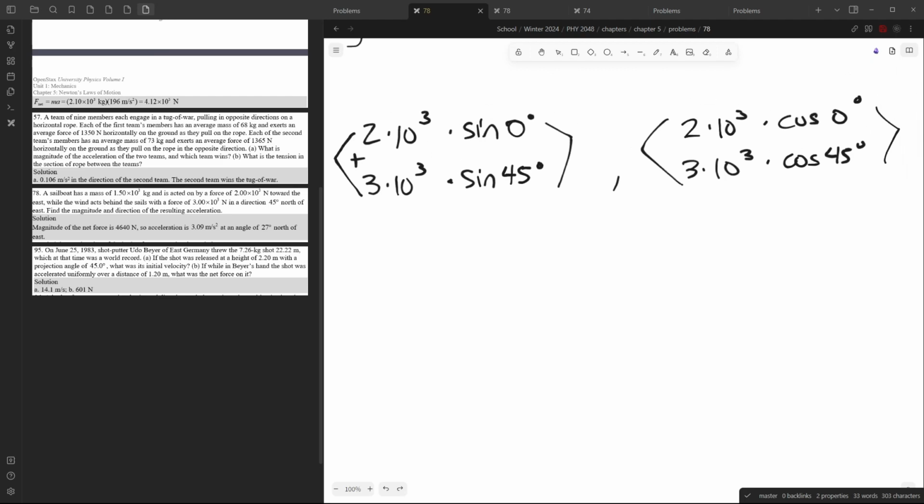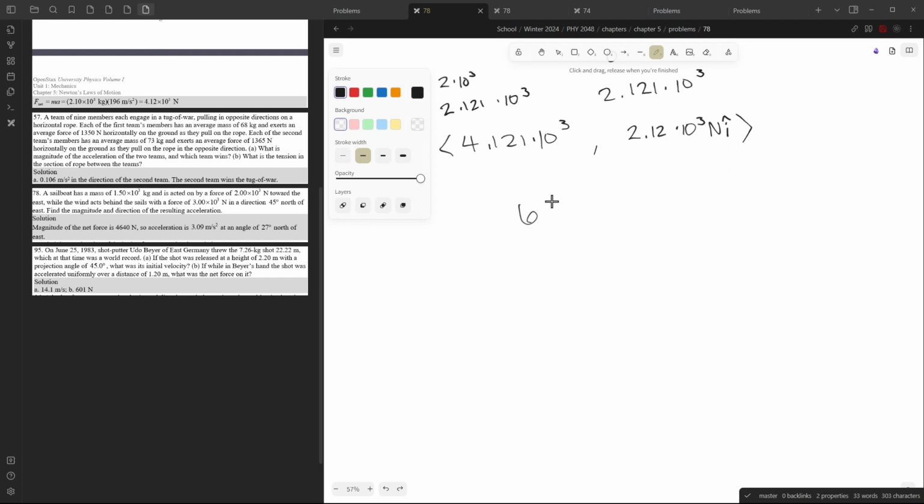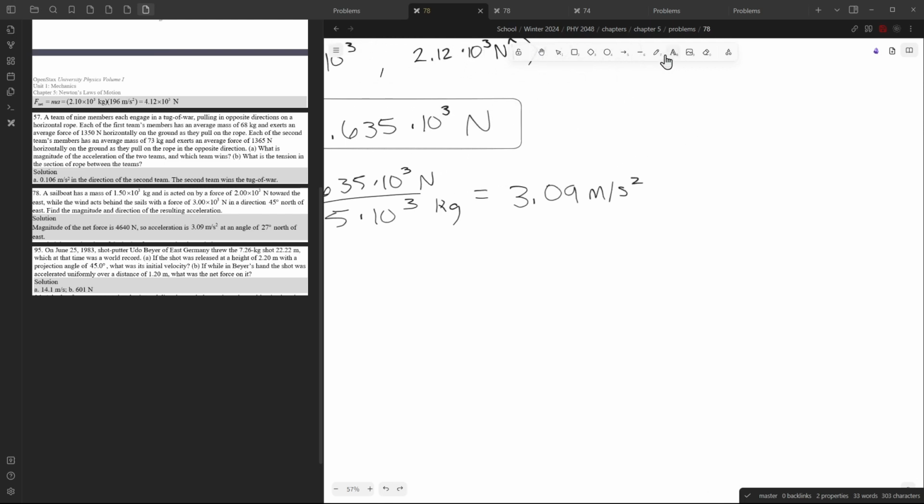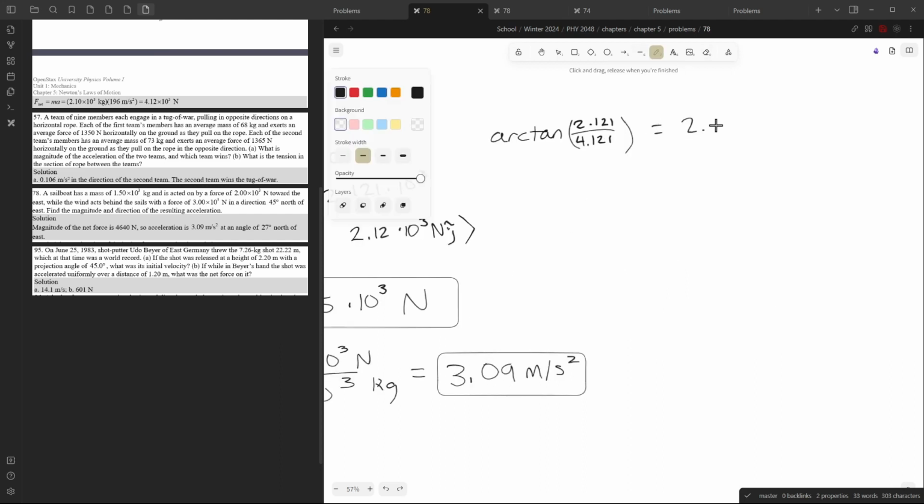Alright, let's do this. So the magnitude is 4.635 times 10 to the 3 newtons. So we know the force, now we need to calculate the acceleration. That's just the force divided by the mass. So 3.09 meters per second squared. And so we have our acceleration, and now we need to find the angle, which is simply the arctan of those components. Do that, and you will get 2.723 times 10 degrees.